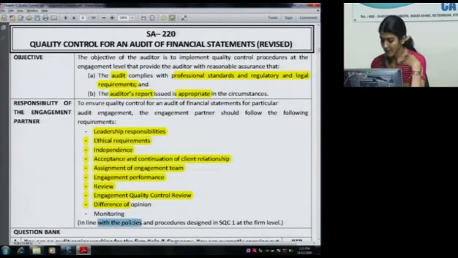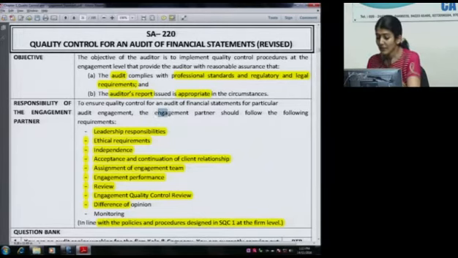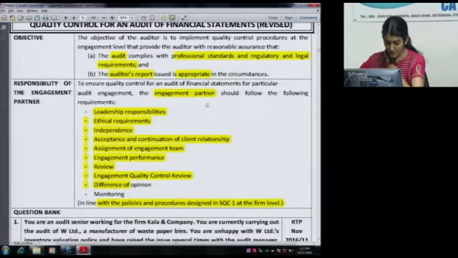Right, because what I have written over there, same points. And then I have written in line with the policies and procedures designed in SQC1 at the firm level. Does everybody get that? Yes, the firm complies with the professional standards and legal regulatory requirements. The firm's report issued is appropriate. And SA220, the audit complies and the auditor's report issued is appropriate in the circumstances. And here the leader would be the engagement partner. Right, come to question number 1.